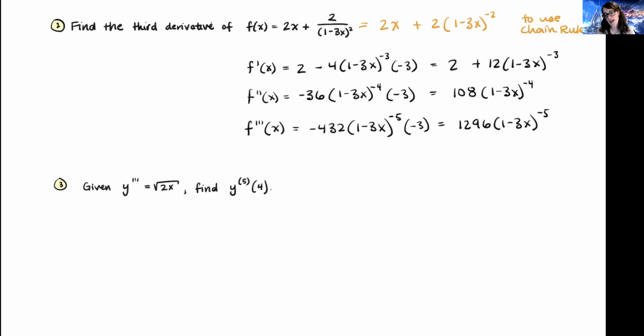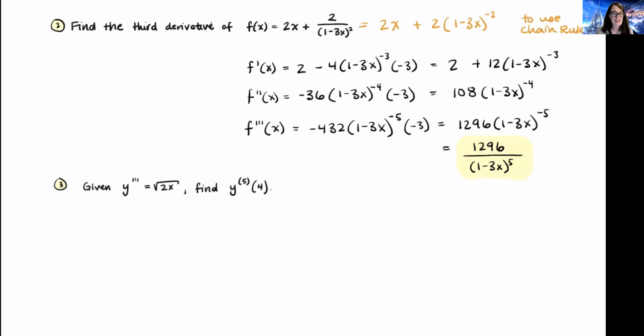And here is a good time to convert back to a fraction because we are done differentiating. So the 1296 will stay up in the numerator. Instead of being multiplied by the 1 minus 3x, it's going to be divided by the 1 minus 3x. We just have to change the power to a positive 5. And there we go. There is f triple prime for that function that we started with.